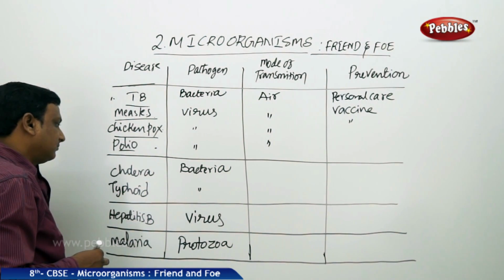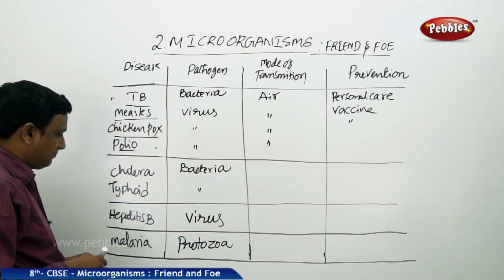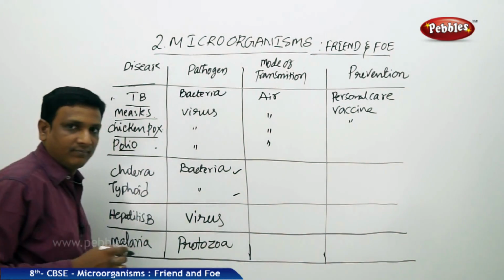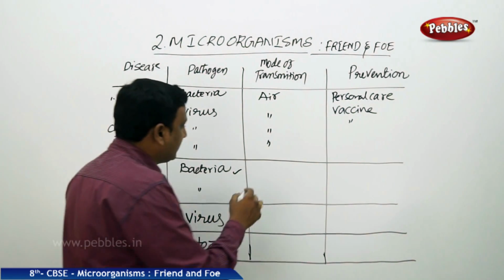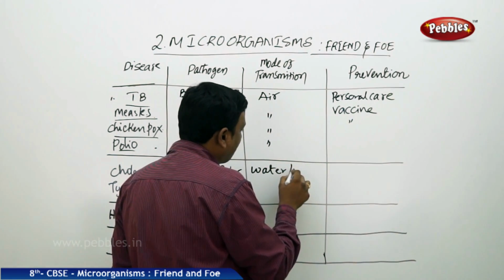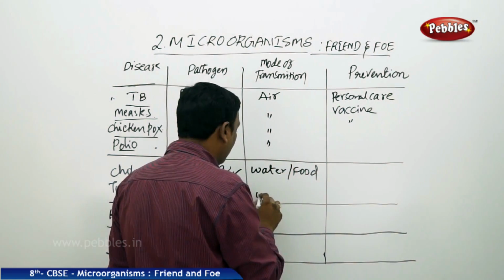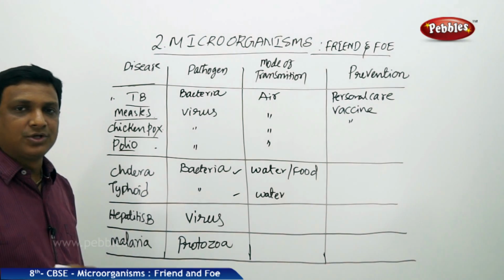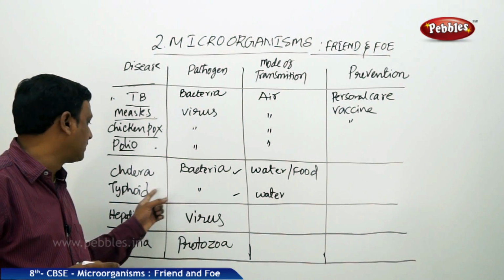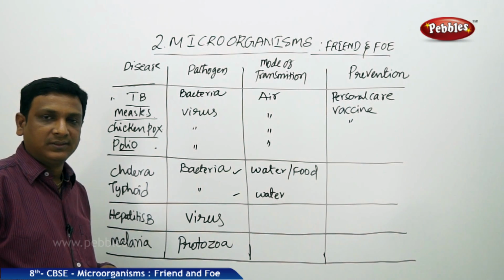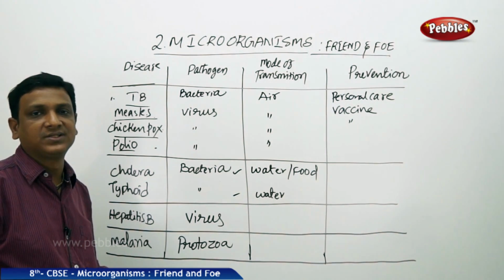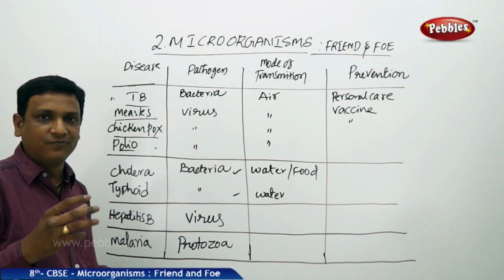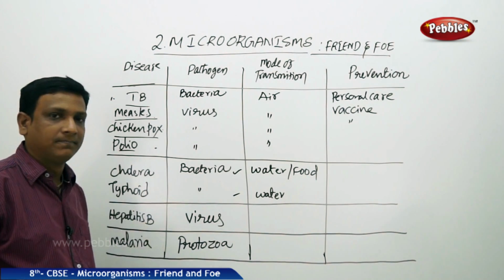Now the other one, the next category, cholera, typhoid. This cholera and typhoid are caused by bacteria. Here mode of transmission is water by food, typhoid by water, contaminated water. Contaminated water, the water that contains the bacteria which cause typhoid or cholera. Cholera, it causes motions and vomitings. So when we consume contaminated food or water, it may lead to cholera.